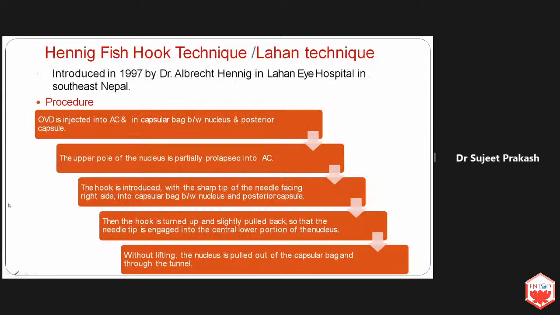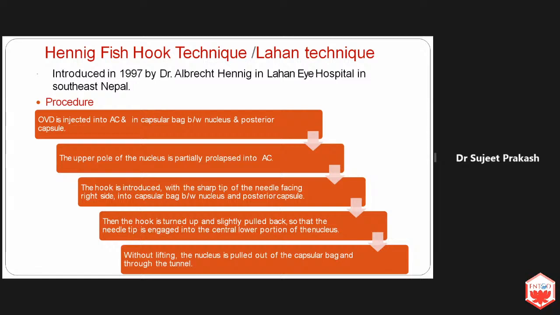The next technique is Henning's fish hook technique, which was introduced in 1997 by Dr. Albert Henning in Lahan Hospital in Southeast Nepal. The procedure is as follows: OVD is injected into the NTA chamber and the capsular bag between the nucleus and the posterior capsule, so the upper pole of the nucleus is partially prolapsed into the AC. The hook is introduced with the sharp tip of the needle facing the right side into the capsular bag between the nucleus and the posterior capsule.